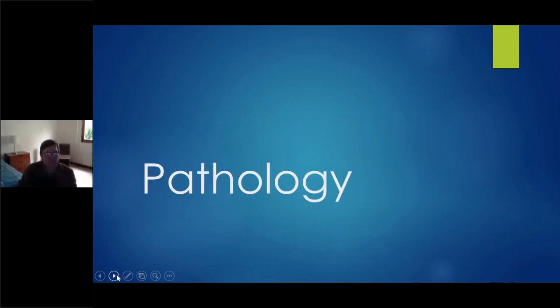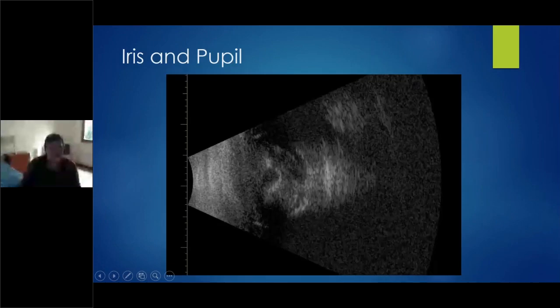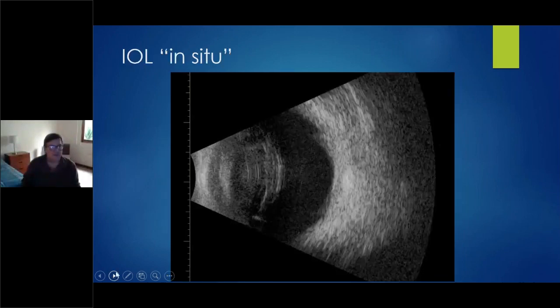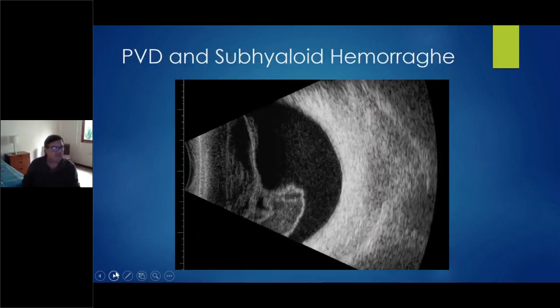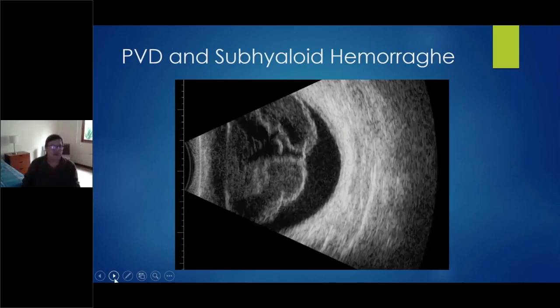Okay, what's the pathology? If you are very, very anterior in a transverse scan, the pupil moving is very extreme. You can also reach the anterior segment, or you can see an intraocular lens. You can see also the pathology. In a transversal scan, you can see the movement of the vitreous, and you can see posterior vitreous detachment, subhyaloid and vitreous.